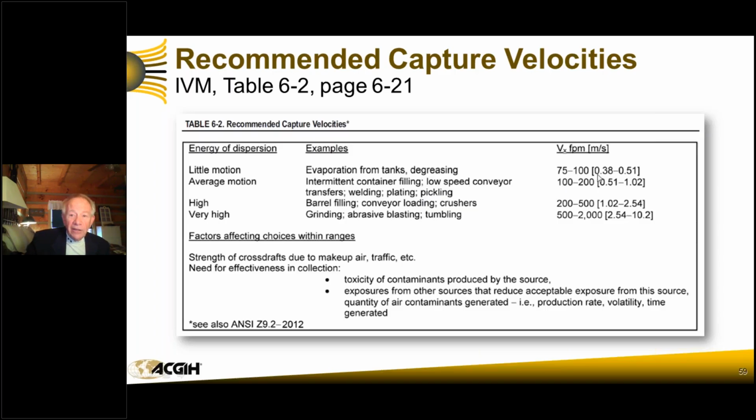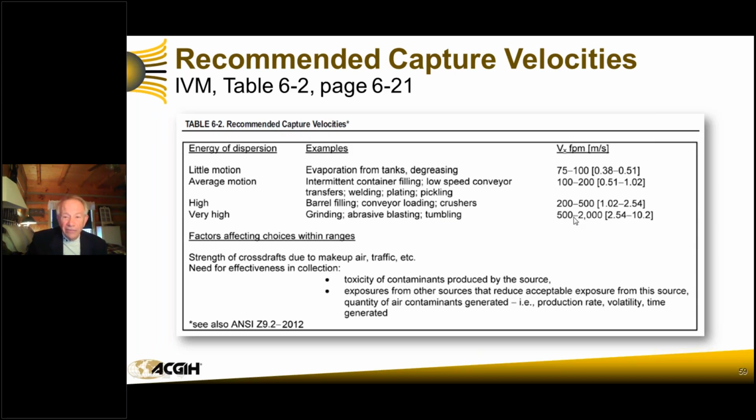And look at what we have, which we have corresponding out here for evaporation from tanks. We can use velocity, our V sub x, our capture velocity, be 75 to 100 feet a minute. Note that it's going up as our average motion increases. It's 100 to 200 feet per minute for those last ones that we talked about. For high energy of dispersion, barrel filling, conveyor loading, high-speed conveyors, crushers, 200 to 500 feet per minute, because we're going to have to turn those particles around because they will have a certain amount of momentum. Very high, grinding, abrasive blasting, tumbling, 500 to even 2,000 feet per minute.